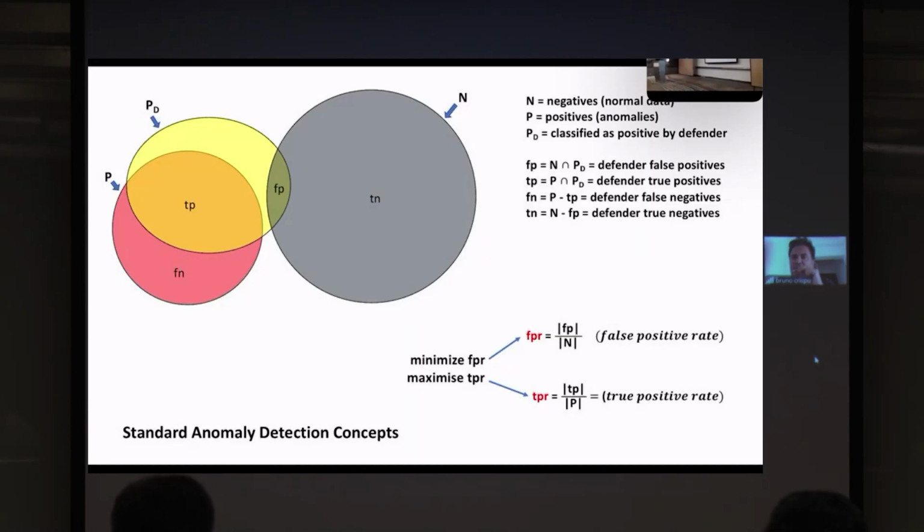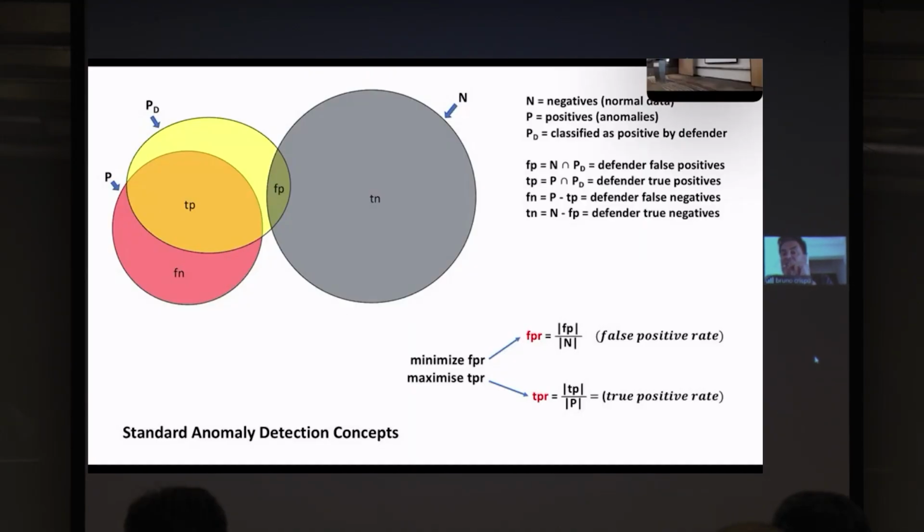And here it's important to introduce all the different cases. So you have FP. FP are the false positives. These are the ones that the defender's classifier sees as anomalies, so it raises an alarm, but they are not anomalies because they are normal traffic, so they are negative. So these are the false alarms.